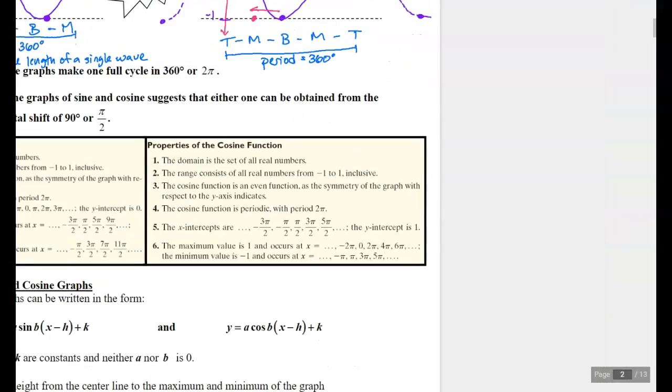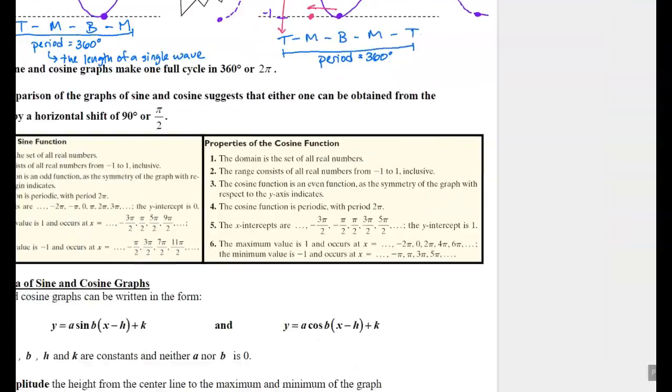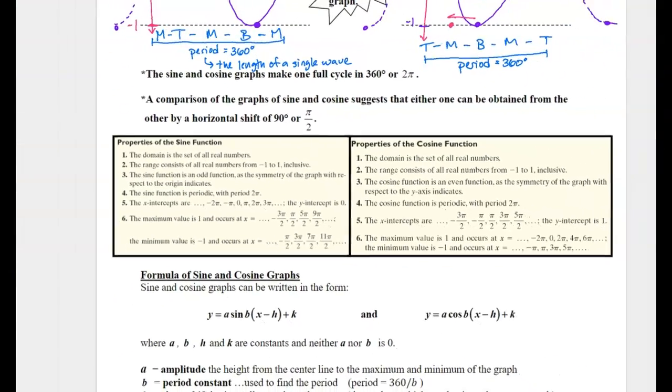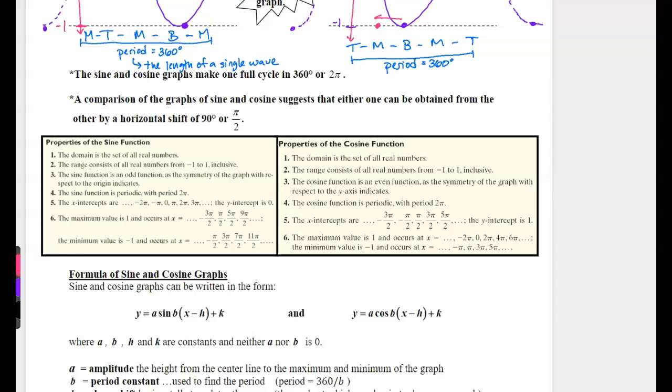Below here is just a whole bunch of properties. We're not going to read through them because basically I talk through them when I'm doing these notes. But if you ever want to come back and know, okay, how do I find domain and range? How do I know what the period is? Or how do you know the x-intercepts? Or how do you know the min and max? All of that info can be found in these two tables here.